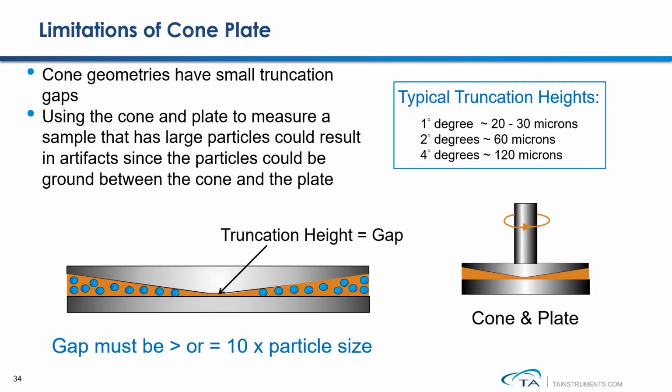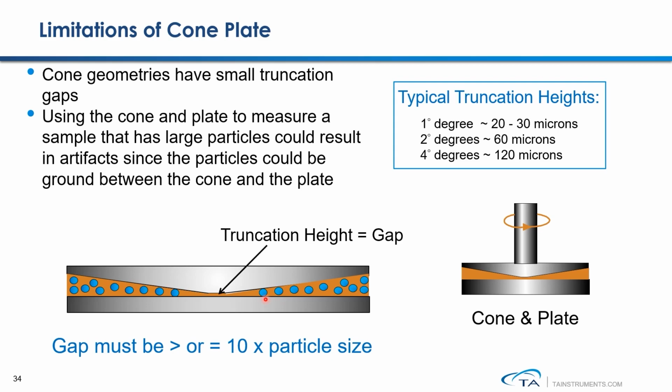There's also a limit of using a cone plate geometry. As I have mentioned before, when using a cone plate geometry, you are not able to vary the measurement gap. The gap must equal the truncation height of your particular geometry. But look at the table here. If you're using a 1-degree cone geometry, the truncation height is only about 20 to 30 microns. So that means if you are measuring a sample containing large particles with diameters of about 10-20 microns, you're not able to measure its bulk property. You're basically grinding the particles during the measurement.